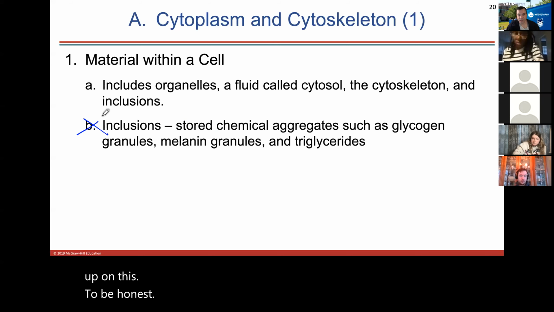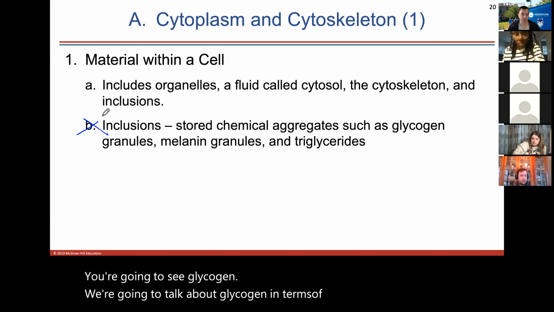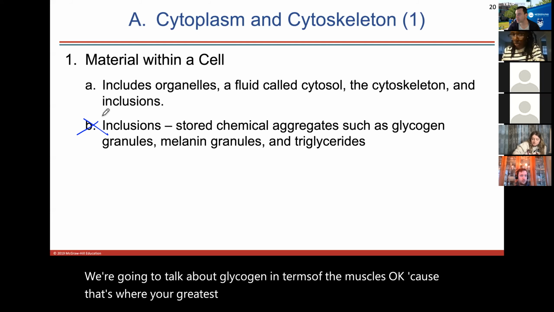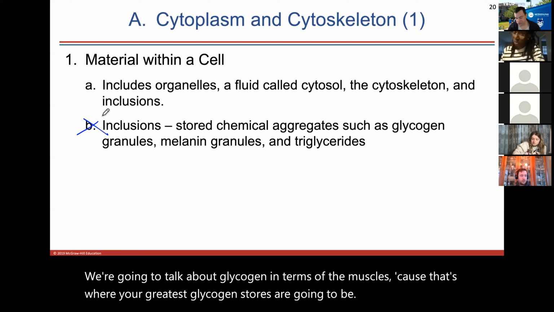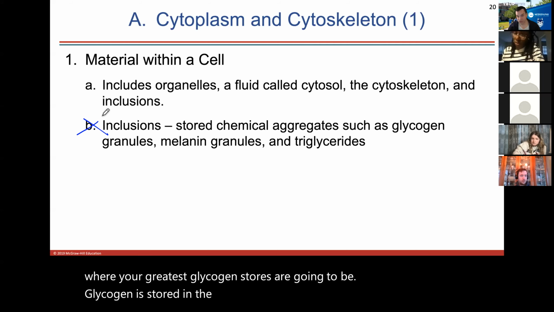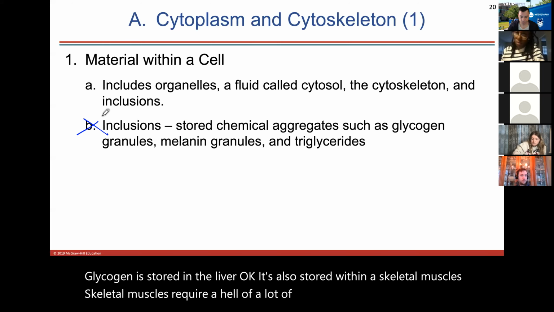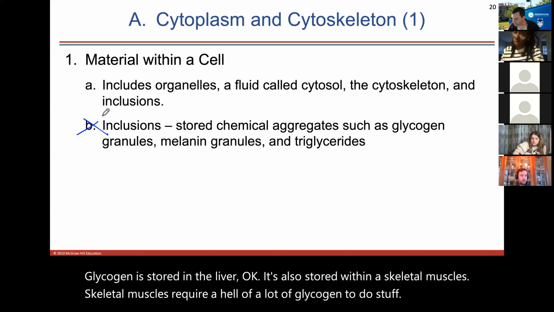You're going to see glycogen. We're going to talk about glycogen in terms of the muscles, okay? Because that's where your greatest glycogen stores are going to be. Glycogen is stored in the liver, okay? It's also stored within skeletal muscles. Skeletal muscles require a hell of a lot of glycogen to do stuff. Well, so we'll talk about that there.